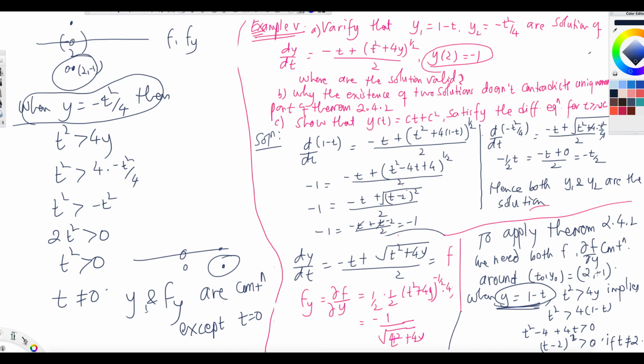So that's why theorem 2.4.2 is still valid. Although it looks like there are two solutions, only one solution has the property required by theorem 2.4.2, which is that both f and del f over del y are continuous around the initial value (2, -1). So only this solution is the unique solution that satisfies this condition.